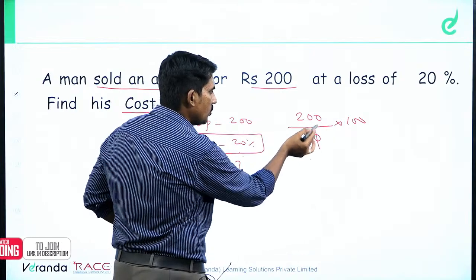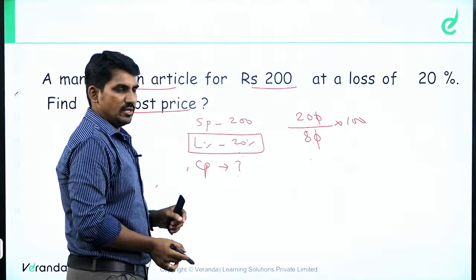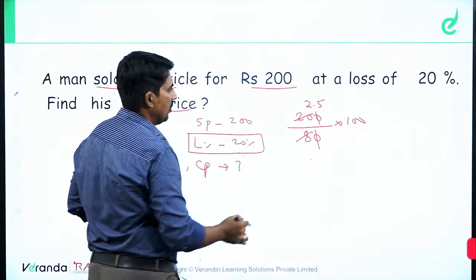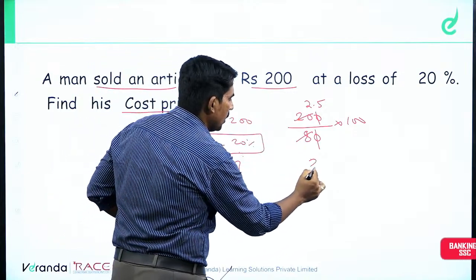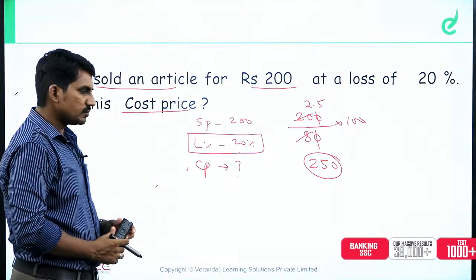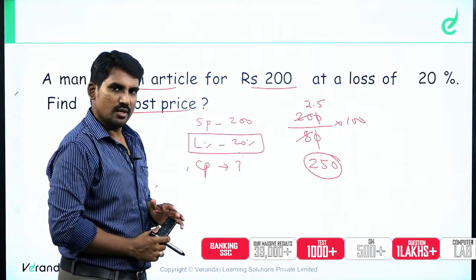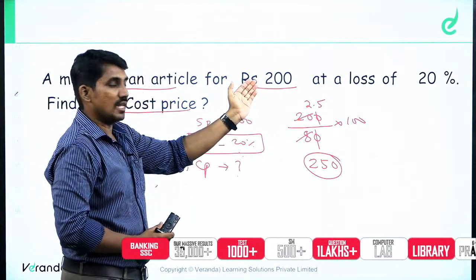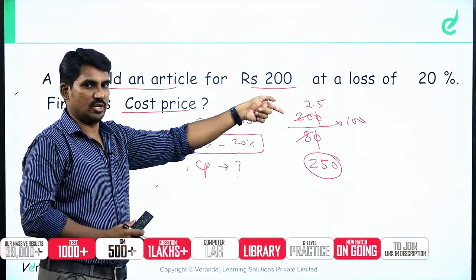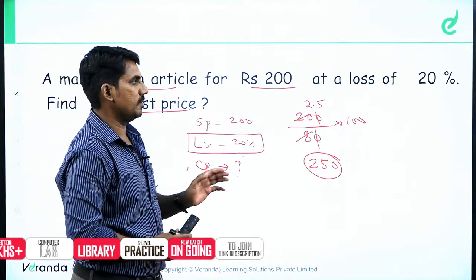Now when we cancel this, 200 by 80. 20 by 8 is nothing but 2.5. Into 100, what is the value? 25, and one more 0 we have to add, so 250 rupees. The cost price of the product is 250 rupees. Selling price is 200, loss 20%. Therefore, 80 is actually 200. What is 100? We will get the CP. Clear?